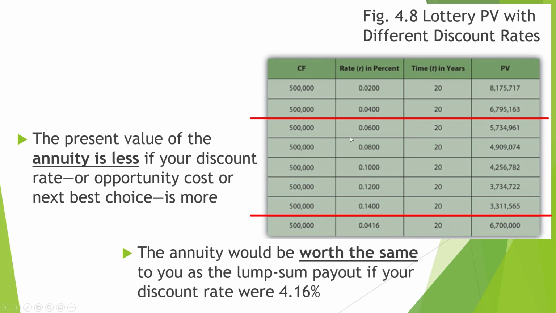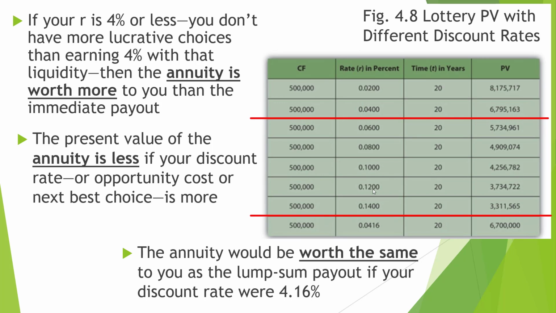Then let's look at the middle of the table here, right? So if your discount rate is higher than 4%, so I've got some examples here at 6% up to 14%, or if you feel that you could use that liquidity and earn more than 4% and do better things with it, then the annuity is worth less to you than the payout. And you can see that right here. The present value for these different discount rates is less than the $6.7 million payout. So if you can get a better discount rate, take the payout.